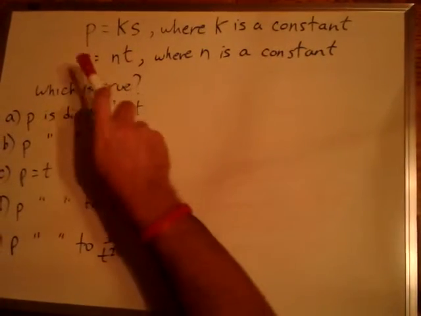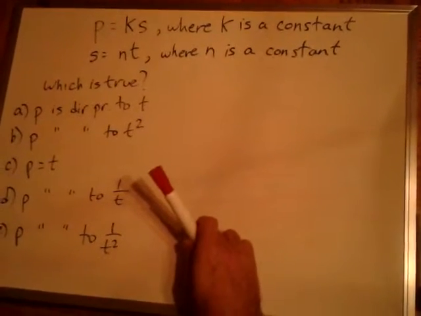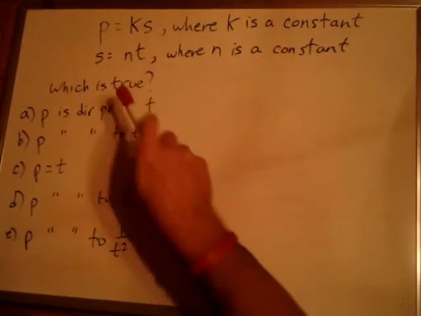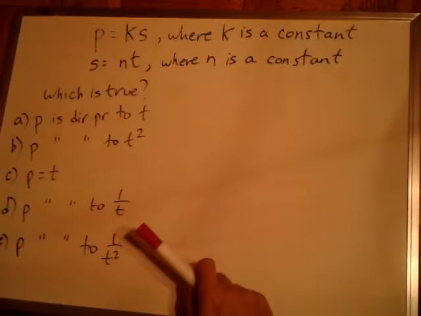Now, all they tell you is that P is equal to K times S, where K is just a constant. By constant, they just mean it's not going to change. And S is equal to NT, where N is a constant. And it wants to know which of the following is true.